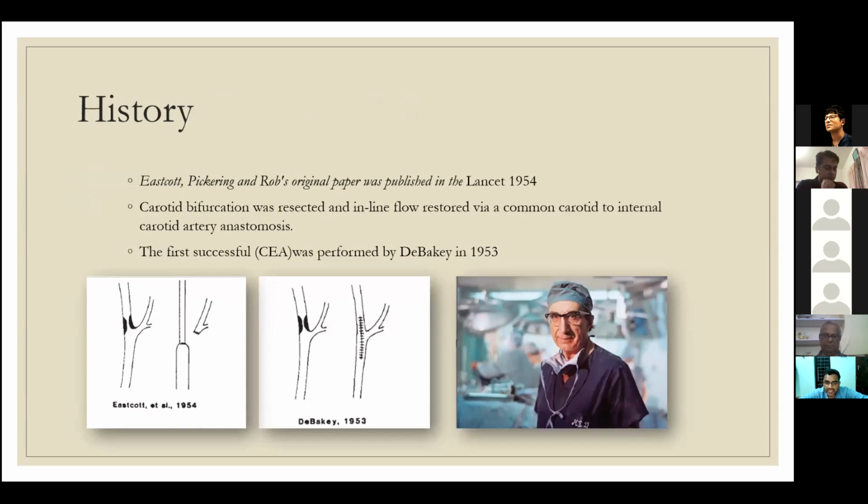Carotid endarterectomy started almost 70 years back; we are almost reaching 70 years now. The first reported revascularization was done by Eastcott, but the first successful endarterectomy was done by DeBakey in 1953. Since then, we have refined the technique. Many techniques have come, with shunting, without shunting, patching, and so many controversies. Now we know the clear-cut steps of carotid endarterectomy, and it is really well defined.